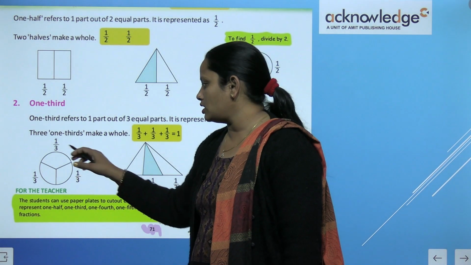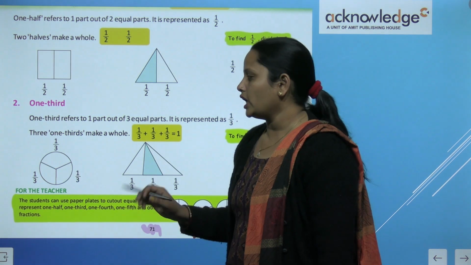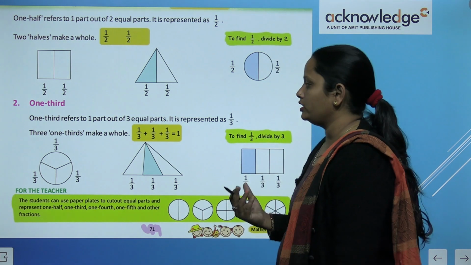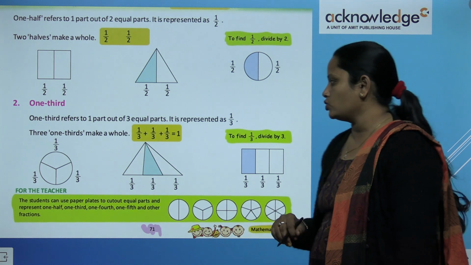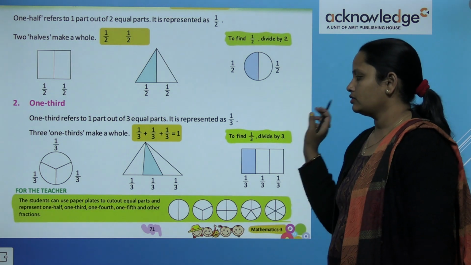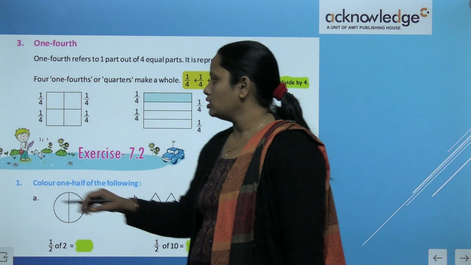So आप देख सकते हो there is a सर्कल, उसको हमने 3 इक्वल पार्ट्स में डिवाइड कर दिया है. तो हर एक पार्ट क्या है? 1 है 3 में से. So 1/3 plus 1/3 plus 1/3 is equal to 1. Next is 1/4.